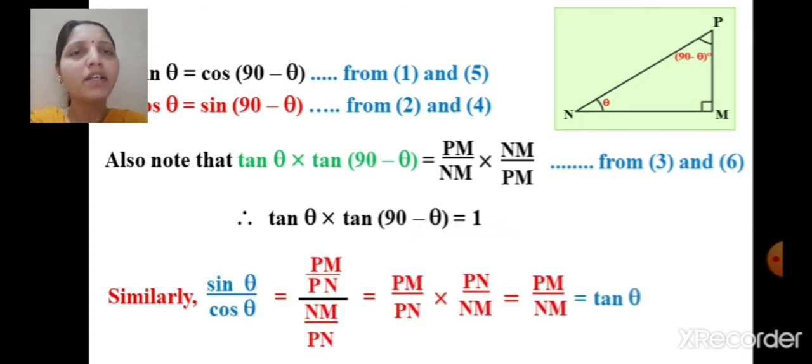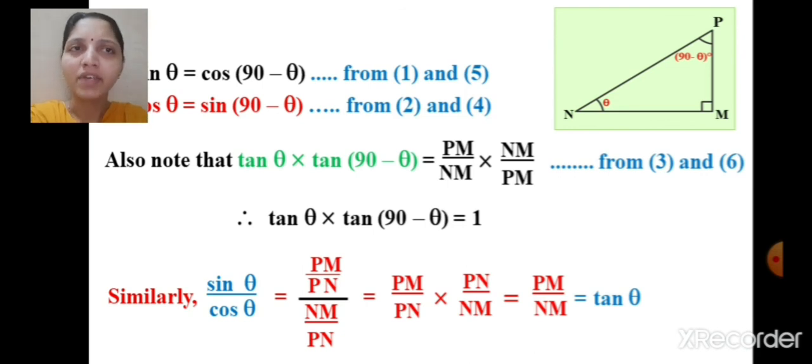Okay. Then similarly, sin theta upon cos theta. If you do this division, you will get PM upon PN. Sin theta's ratio is PM upon PN and cos theta's ratio is NM upon PN. So if you change the division sign into multiplication sign, you will get PM upon PN into PN upon NM. Now this PN and this PN will get cancelled and you will get here PM upon NM, and PM upon NM is the tan theta ratio. So that means sin theta upon cos theta is equal to tan theta.